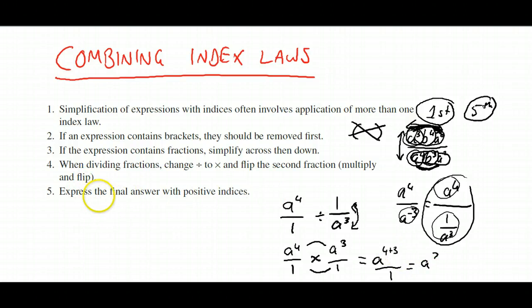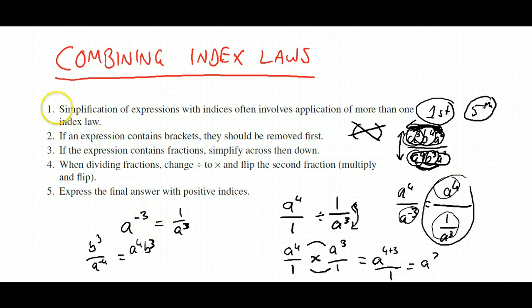Okay, and finally, express the final answer with positive indices. So anytime you've got an a to the negative 3 somewhere, you've got to turn that into 1 over a to the 3. And if you had b to the 3 divided by a to the negative 4, then that's going to become a to the 4 b to the 3. If you've got a negative index on the bottom, it can be put on the top as a positive index. So you've got to get rid of any negative indices where they appear.